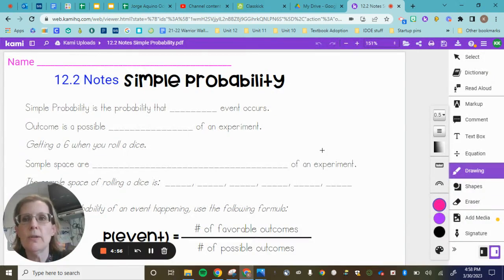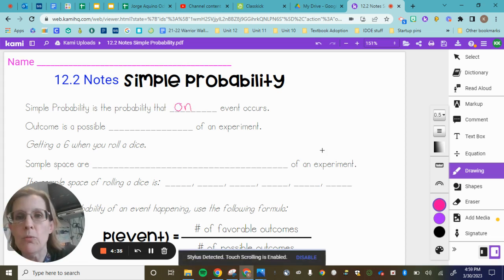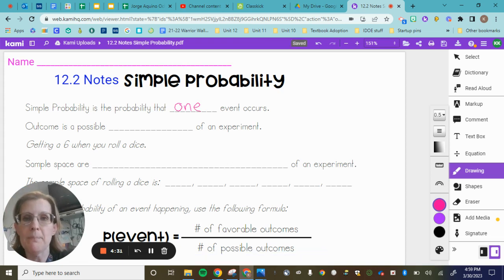Today in Unit 12, Lesson 2, we're going to actually calculate the numerical probability. So the last one we just talked about the likelihood, if it was likely or unlikely or certain and so on. But now we're going to actually be able to find the number. Simple probability is a probability that one event occurs. So you're doing one thing. You're flipping one coin. You're spinning one spinner.